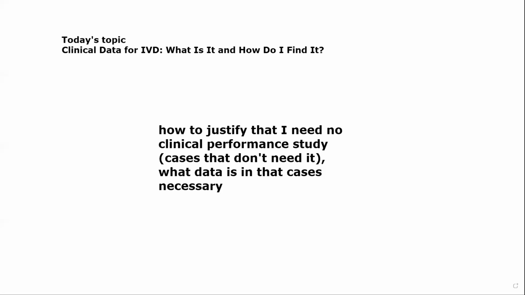So that's where you would still collect data on your competitors, anything that's been published in the literature with regard to clinical or analytical performance, but you would not necessarily be expected to have that same level of detail as you would for a Class B or above.